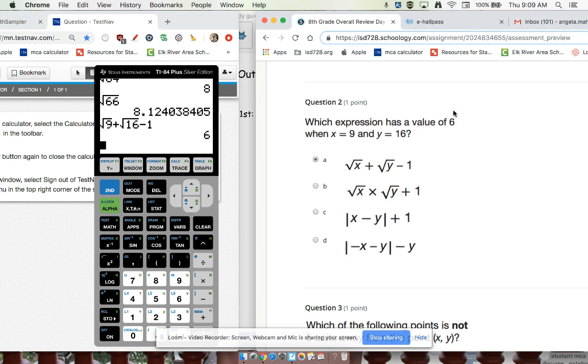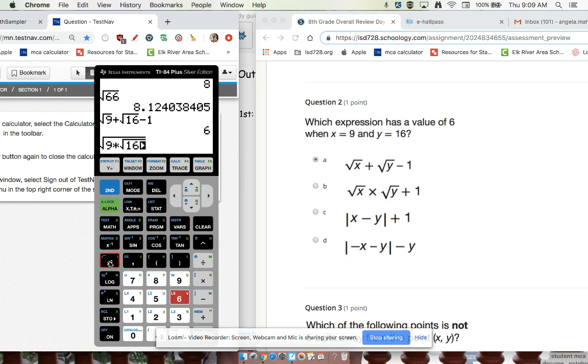But I just want to double check and show you that if you plug it in for the others, so I would do the second, the square root of x, which is 9, times the square root of y, which is 16. Get out. Oh, see, I didn't get out of my square root. So I have my double root there. Let me do it again.